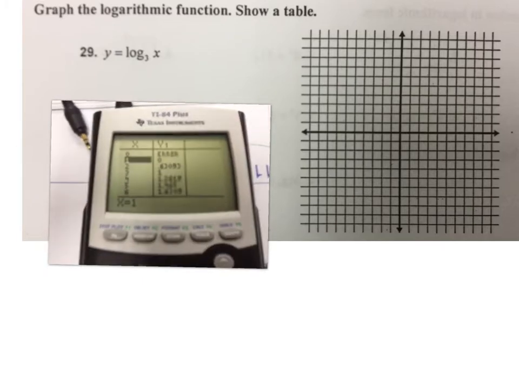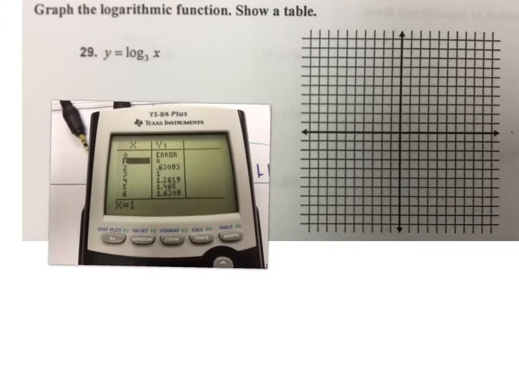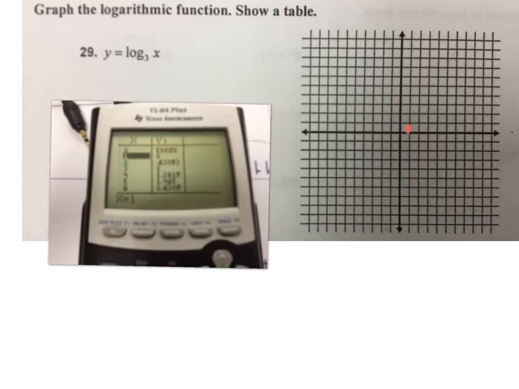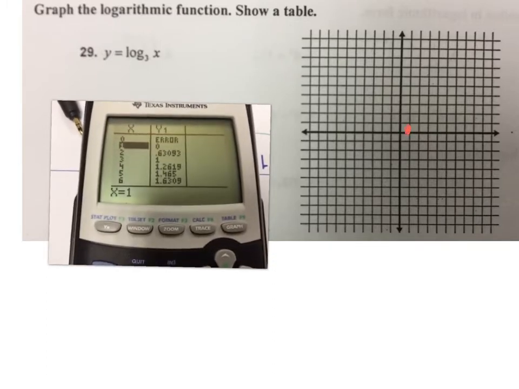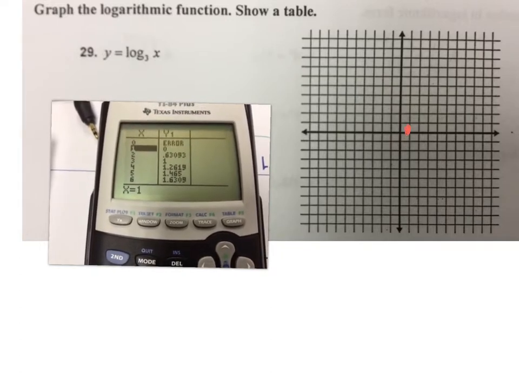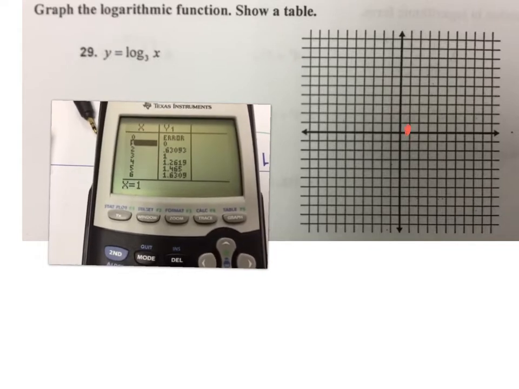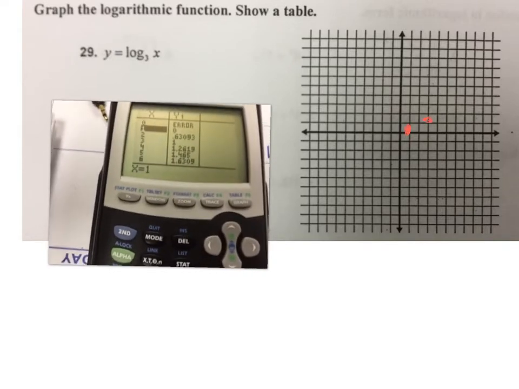on the x-axis, 0 on the y. I can plot a point there at 1, 0 on my graph. Then at 2, we're up at 0.6. How about at 3, we're up at 1. So I'm going to plot that point. That's a nice one. 3, 1.